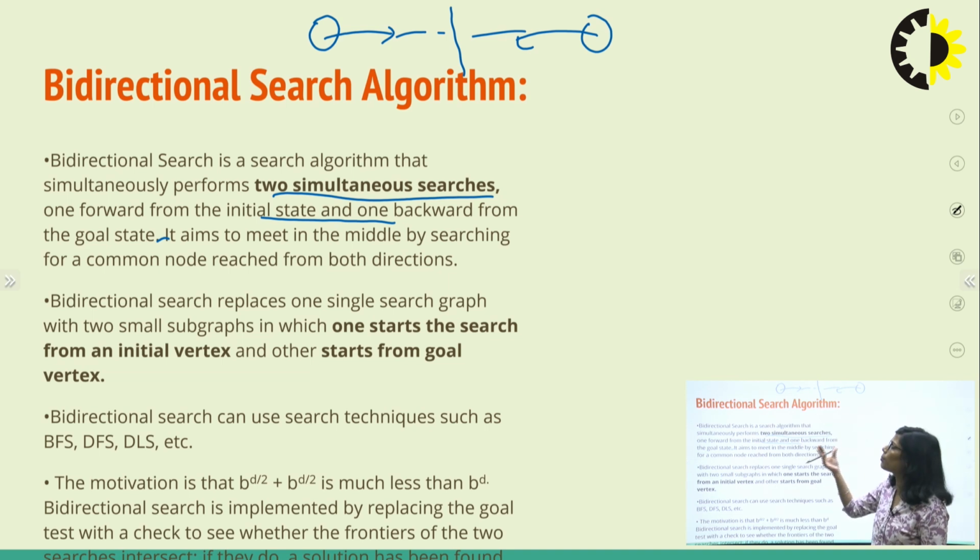Okay. So bidirectional search can use any search techniques. We can use any search technique from these two algorithms. We can use BFS, DFS, UCS, DLS, anything.